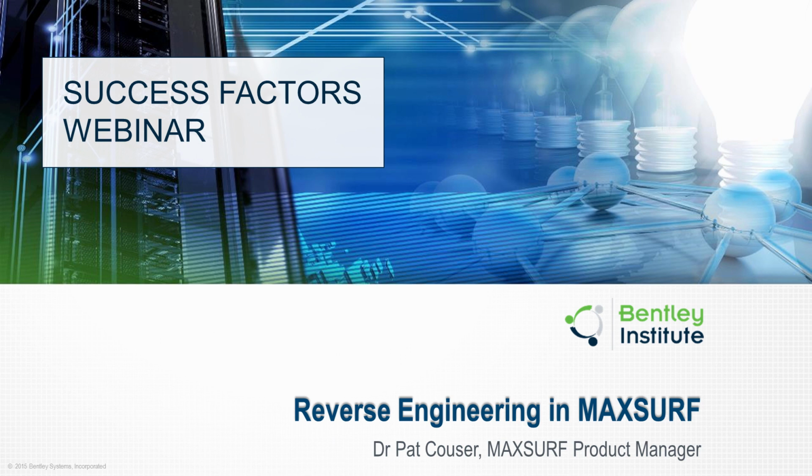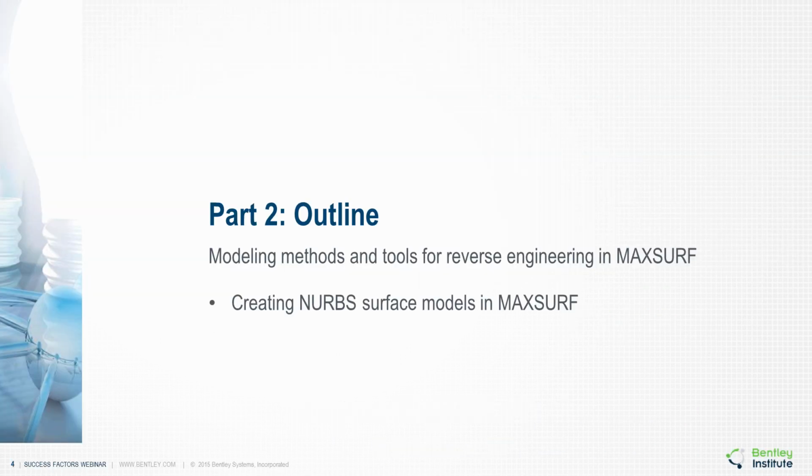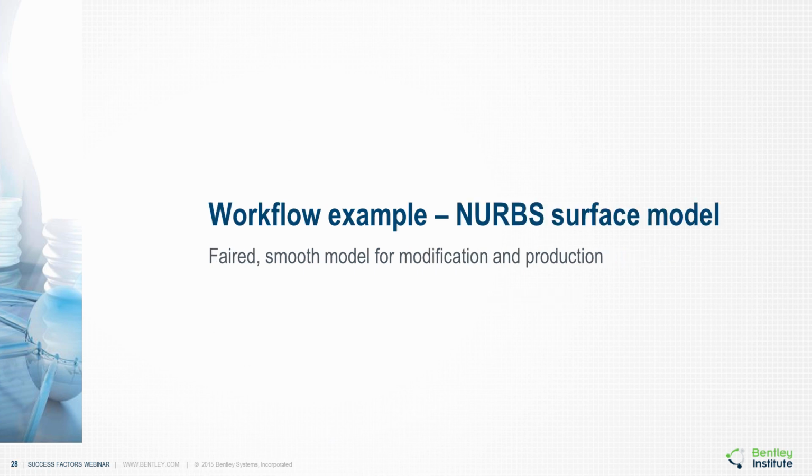In part 1 of this webinar we looked at the various common data sources and how these can be used in MAXSURF. We also looked at how these data should be processed as a precursor to generating vessel models in MAXSURF. In particular, we focused on the workflow for creating tri-mesh models. Now in part 2 of this webinar we will look at creating NURB surface models using the imported reference data. The NURB surface models are particularly useful if we want to modify the models or if we want to generate parts for production. We shall now look at how to create a NURB surface model of an existing vessel.